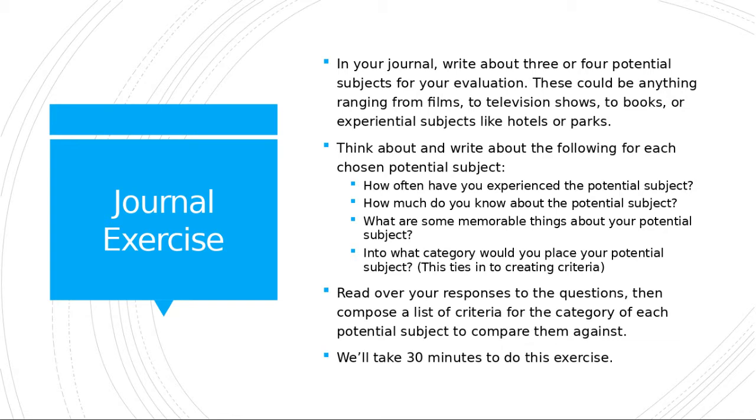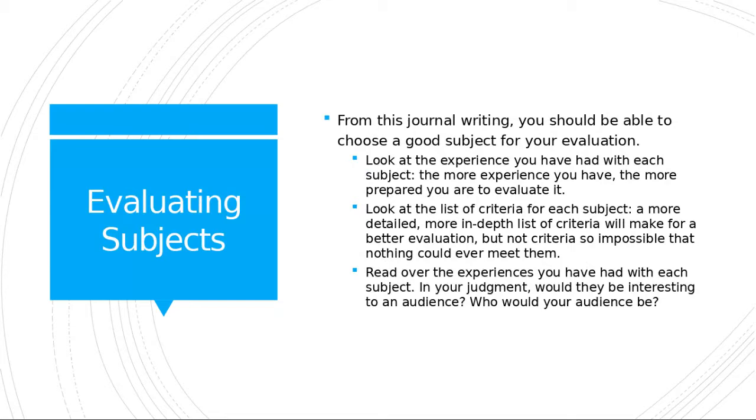You read over the responses to your questions and compose a list of criteria for the category of each potential subject to compare them against. Okay? So this is mainly for that fourth topic, okay? You're going to look at your responses and then you're going to come up with your criteria, how you are going to rate quality within that category. And then how does the subject that you've chosen rate in terms of those criteria and their quality? Okay? Next part, evaluating subjects. From this journal writing, you should be able to choose a good subject for your evaluation.